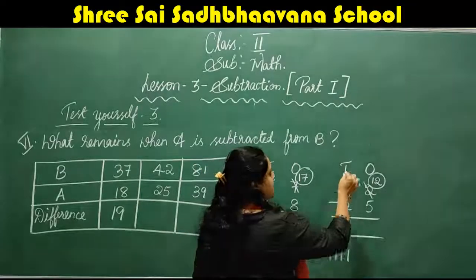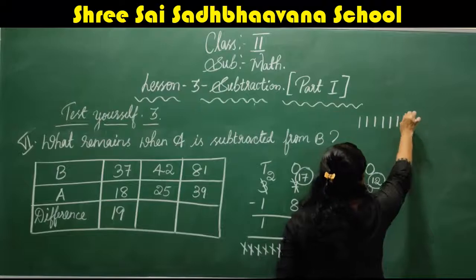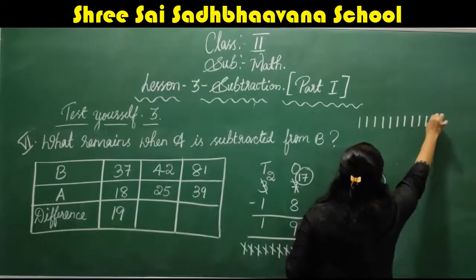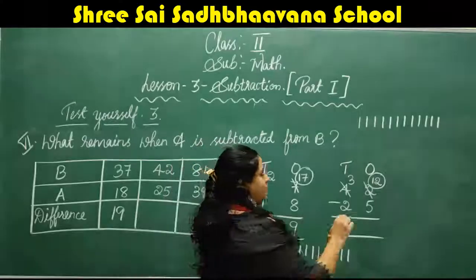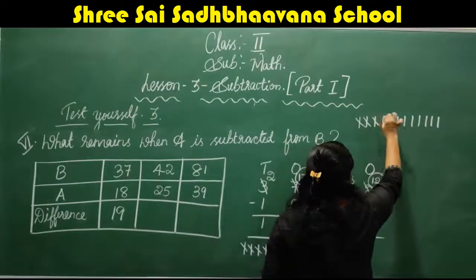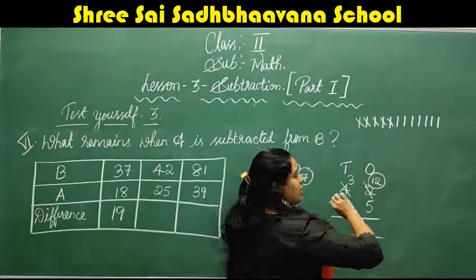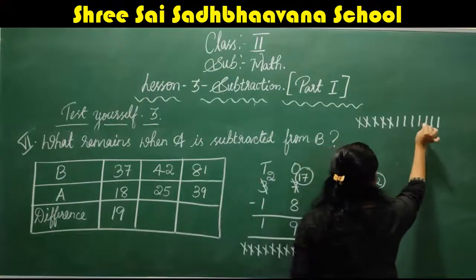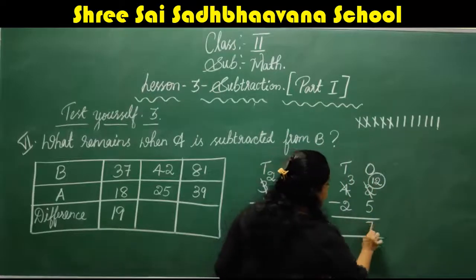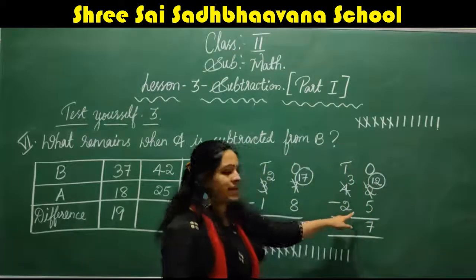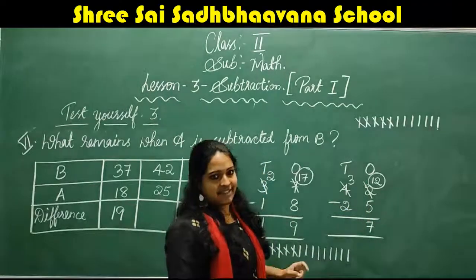How to find? Let me draw 12 lines. 1, 2, 3, 4, 5, 6, 7, 8, 9, 10, 11, 12. How much I have to subtract? I have to subtract 5. 1, 2, 3, 4, 5. Let me see how many lines are left now. 1, 2, 3, 4, 5, 6, 7. So what's the answer? You got 7. So 12 minus 5 is 7.